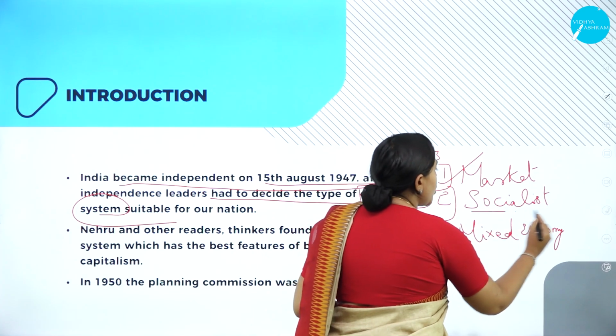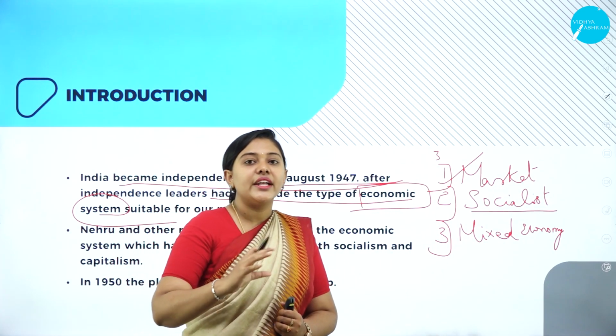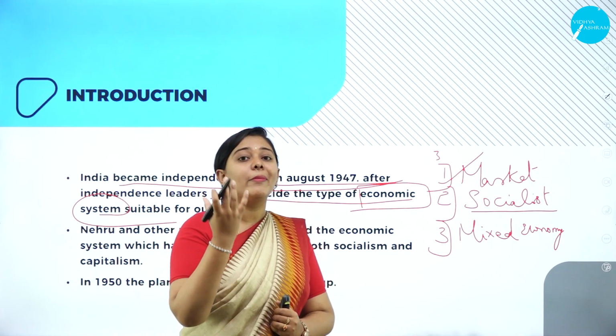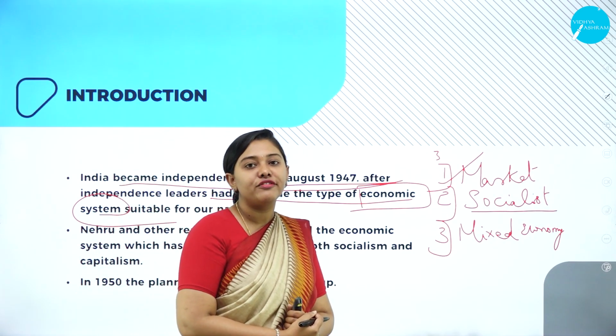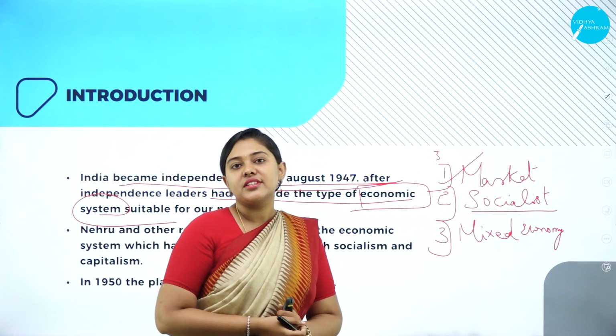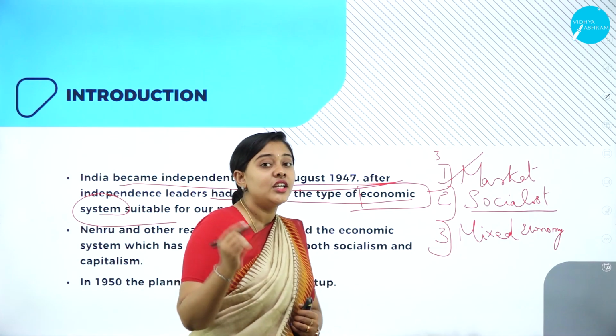Next, we have a socialistic economy. Socialistic, the word itself says the decision is taken by the government. What are the social requirements that are needed for our society? Based on the government decision, the system runs. So that is called a socialistic economy.